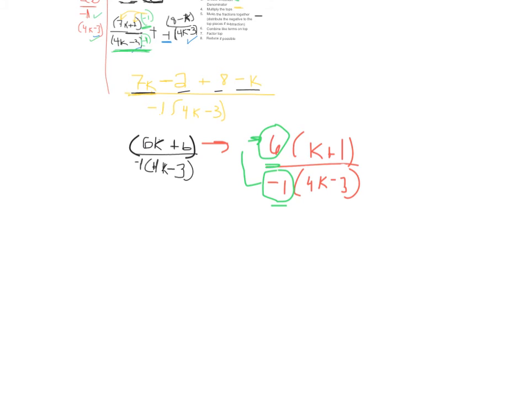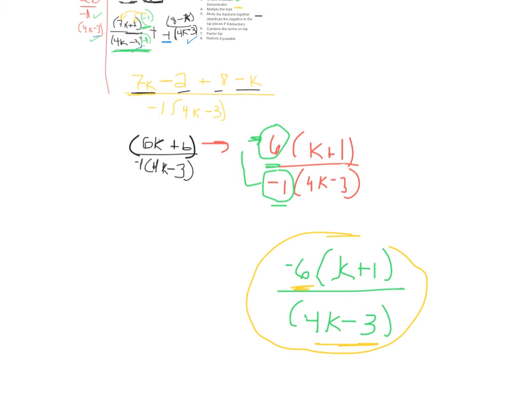Okay, so we have negative 6, parenthesis, k plus 1, over the denominator of 4k minus 3. Okay. Now it says to reduce if we can, but obviously there's nothing here I can reduce with. Again, awfully tempting with this negative 6 and this negative 3, but you can't because this is in a parenthesis, this is not. So you cannot reduce that. Okay, so this right here would be our answer.